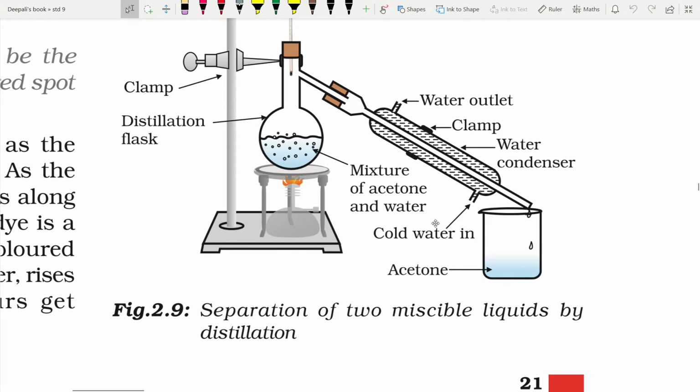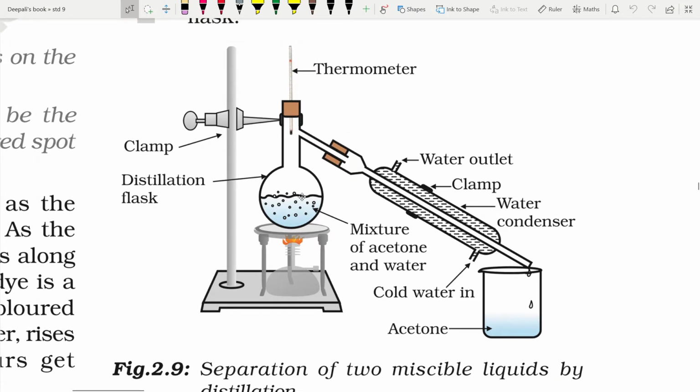So, when you boil this liquid in the round bottom flask, the substance which has a low boiling point will vaporize, and the vapor being lighter will rise up and move out through the capillary and reach the condenser tube, where due to the water it condenses back into liquid state. So what we obtain at the end of the process is the pure substance which we are trying to separate. Here it is acetone.